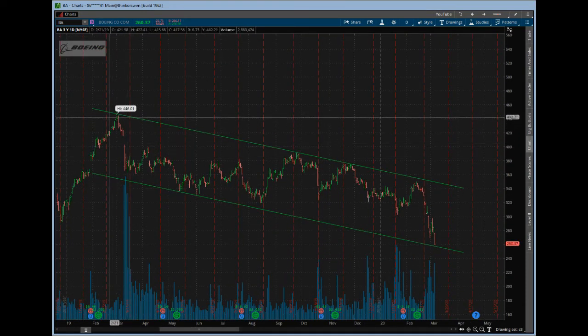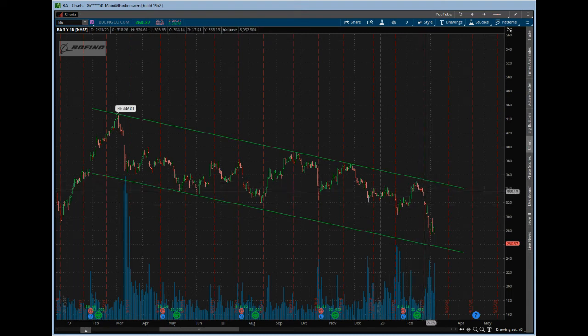So Boeing has been definitely following this channel really, really well, right? We got this nice pivot off of it recently. Even if you didn't catch the big down move in the market, just tracking Boeing off of this channel was a great follow through to the downside. And what we're seeing right here is we're getting really, really close to the bottom of the channel with a big down day today.